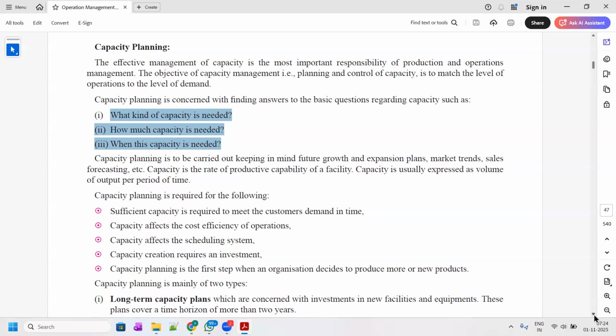So definitely it would affect the production scheduling. It influences how efficiently the operations are run. You have studied in financial management also about investment, capital expenditure, NPV, IRR, all that.